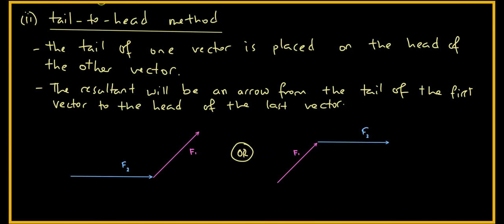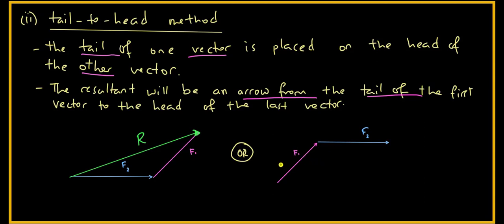In the tail to head method, the tail of one vector is placed on the head of the other vector. The resultant will be an arrow that starts from the tail of the first vector to the head of the last vector. So for me to draw the resultant here, I must start at the tail of the first vector and go to the head of the last. This would be my resultant. This diagram is just the same, but I have started by drawing the F1 vector here.